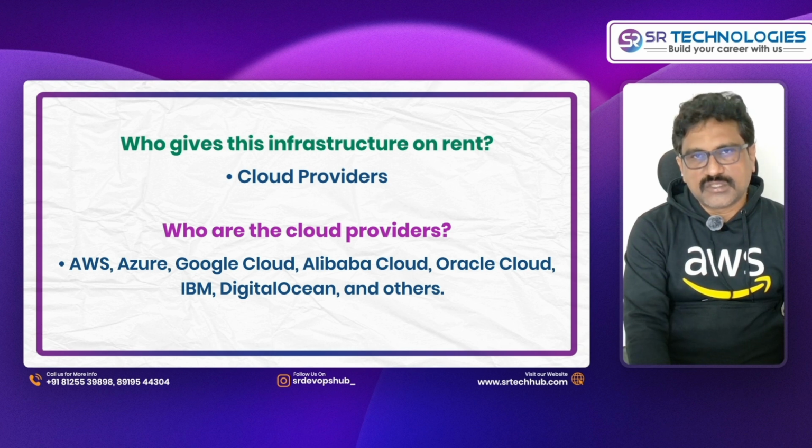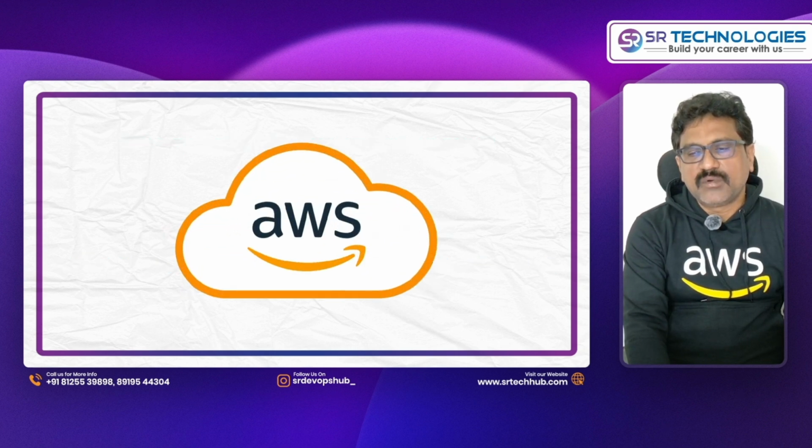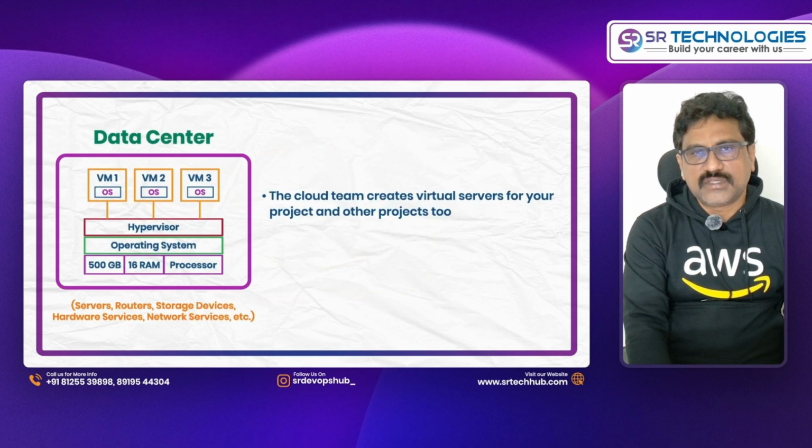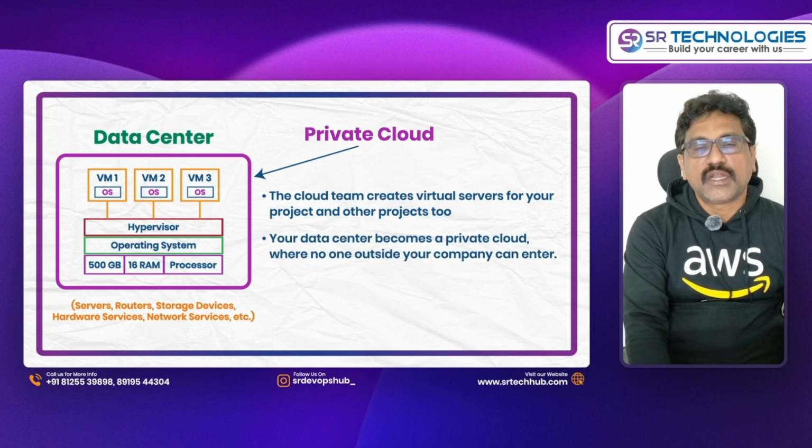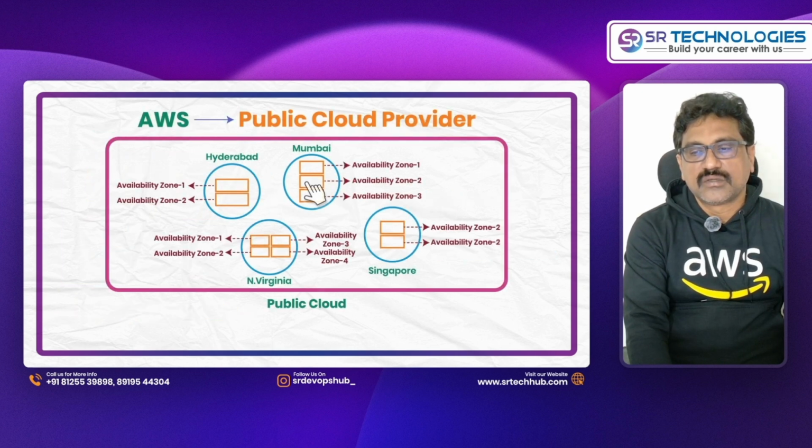Let us talk about AWS now. So this is the AWS Cloud. Guys, here again you should remember one thing. Here the cloud team will create these virtual servers for your project, for any other projects also. So that is private cloud. This is private cloud. That means your own data center is a private cloud. That means no one can enter into that network. That is exclusively for your company. But here this is public cloud. That's it. The same kind of data centers will be maintained by AWS.